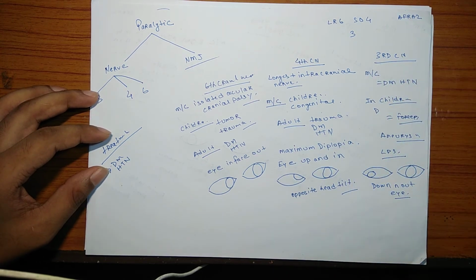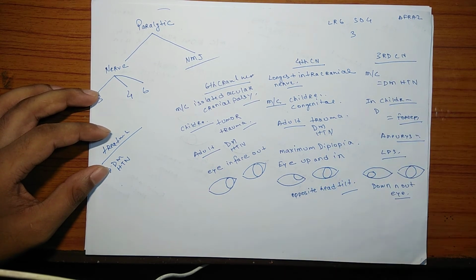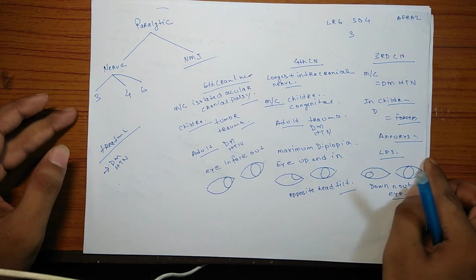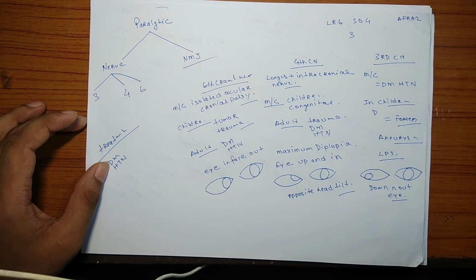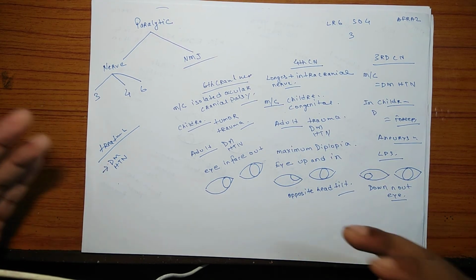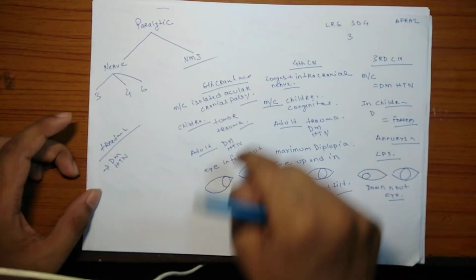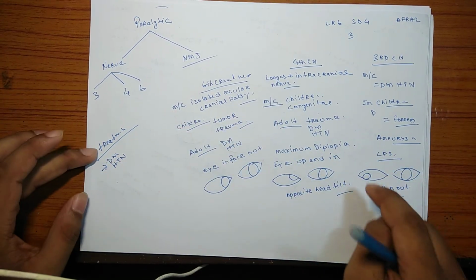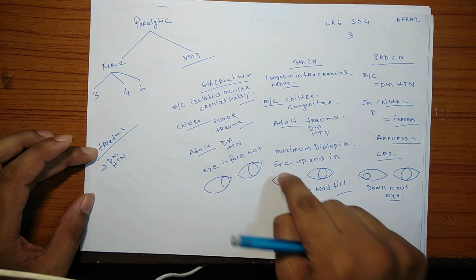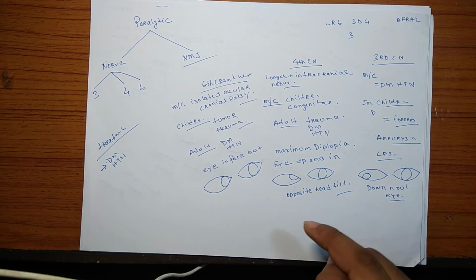Third cranial nerve damage is due to hypertension and diabetes, and in children maybe due to forceps delivery, and you will see a down and out eye. For the fourth cranial nerve, the most common causes are again trauma and hypertension. We will have maximum diplopia in the fourth cranial nerve damage. Remember this. We will have the eye in an up and in position, and the head will be in an opposite tilt.